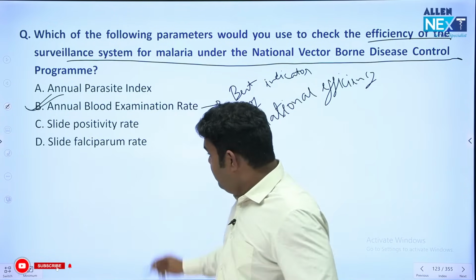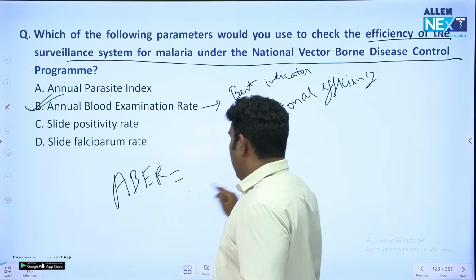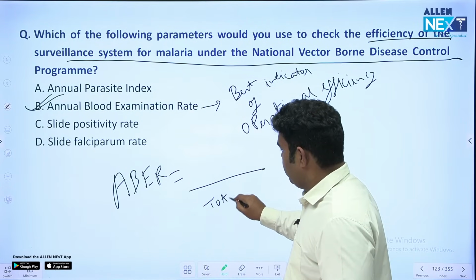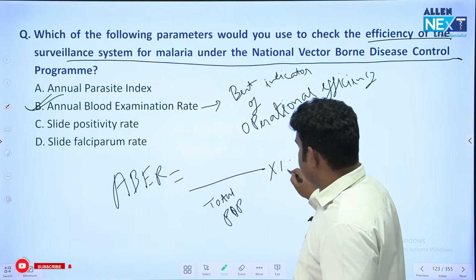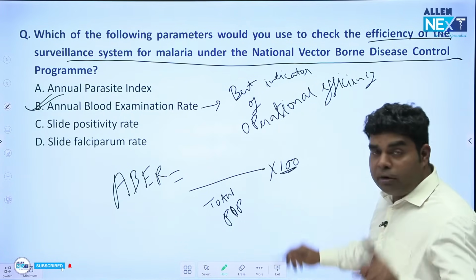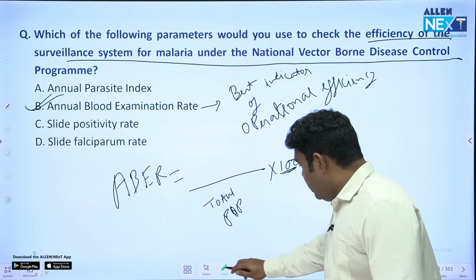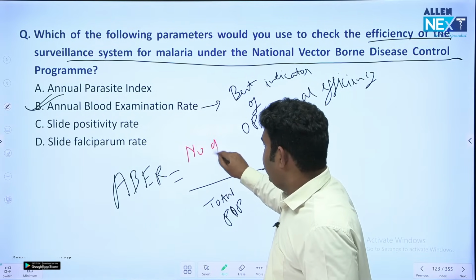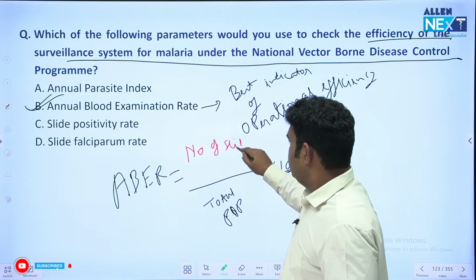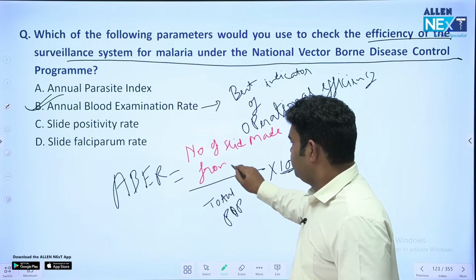Okay, the formula of ABER is: out of the total population, how many slides were made out of fever cases, and it is multiplied only by 100, not by 1000, because ABER comes in percentage, so multiplication is by 100. Here we take the number of slides made from fever cases. How many slides were made from fever cases?